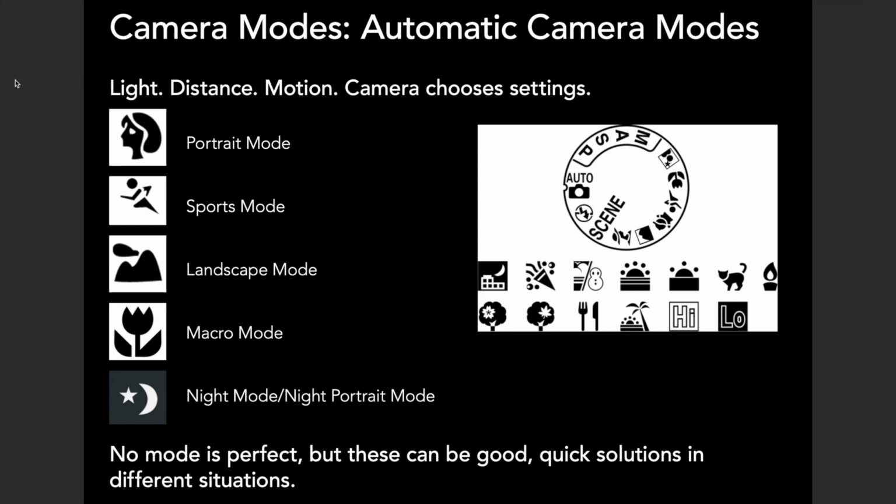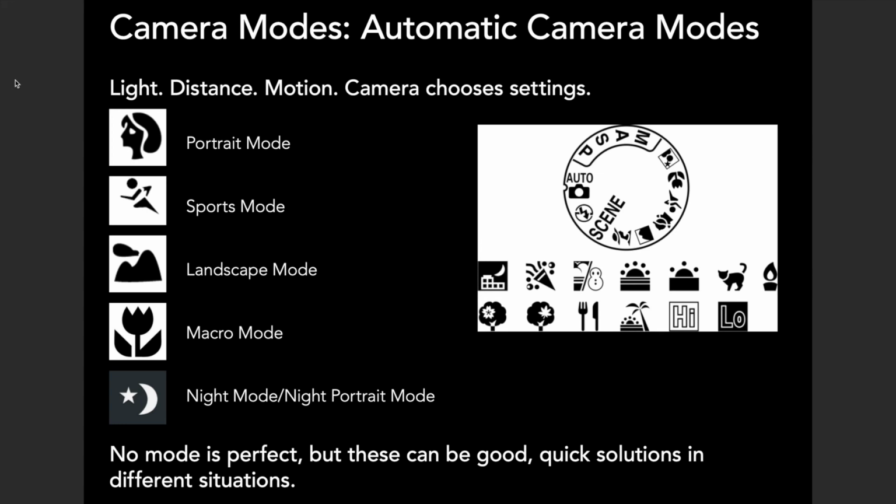In the other automatic camera modes, so these are the ones that have the little icons associated with them, the camera's still making all the choices, but you're telling the camera, here's the kind of scenario that we're in. And basically you're judging how much light is there, how far away from my subject matter am I, what's the distance, and what's the motion. Is the subject in motion or is the subject still? So the camera is going to choose settings based on that information.